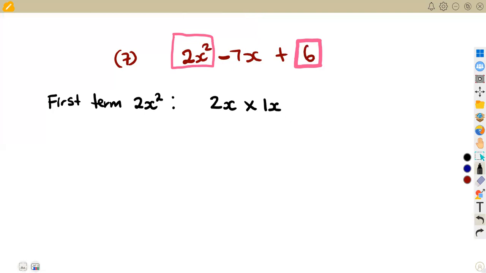1x, guys, is the same as what? Is the same as x. Okay, I'm just writing 1x so that we properly see, but 1x is the same as x. So that's your first term. Let's go to the last term.